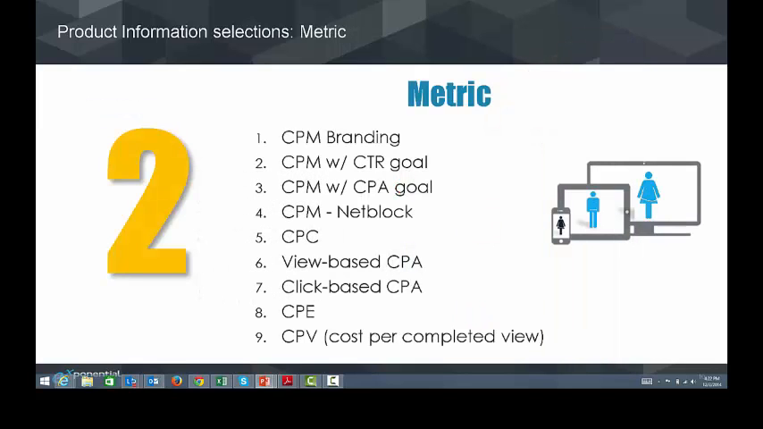The second field is metric. Remember, what you select is how the IO was sold, not how we manage the campaign in Expo 9. For example, if the client is paying cost per engagement, we may run this internally as a CPC or CPM. You should still select CPE, since this is how the client is paying.